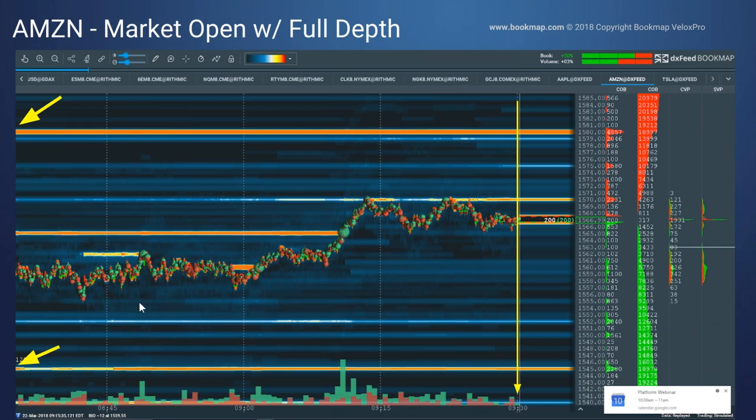So here's Amazon. Okay, here's the market open at 9:30. So all of this is pre-market activity here in Amazon. Okay, and where do they hold this liquidity after the open? Well, they're still up here at 1580. They're also still here at 1570, and then they're down here at 1545, basically on the bid. Okay, and we already knew this, right? And they stayed in here.